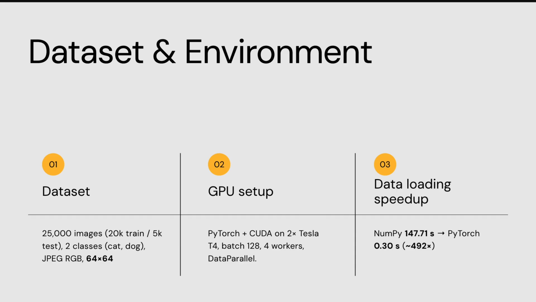We used 25,000 images of cats and dogs, 20K to train, 5K to test, all RGB 64 by 64. On the GPU side, I ran PyTorch plus CUDA on two Tesla T4s, batch size of 128, 4 workers, using data parallel. The data loading step alone dropped from 147 seconds to roughly 0.3 seconds, and that's 492 times faster just from efficient loaders.